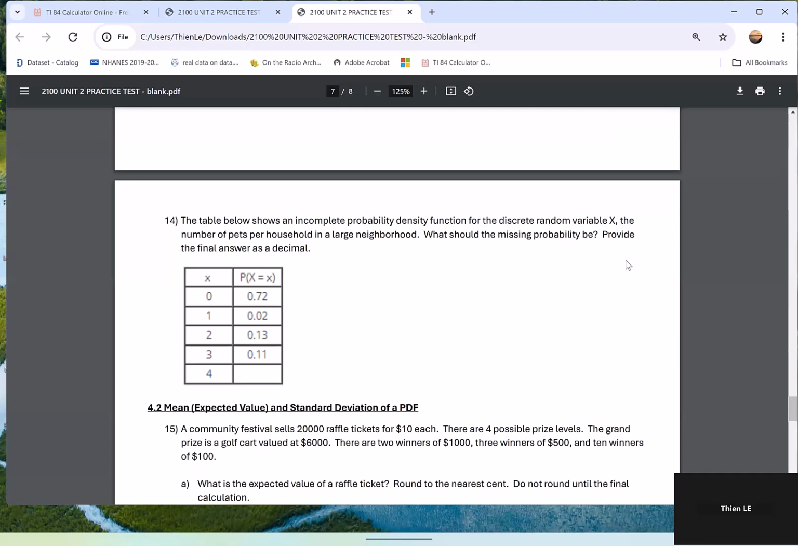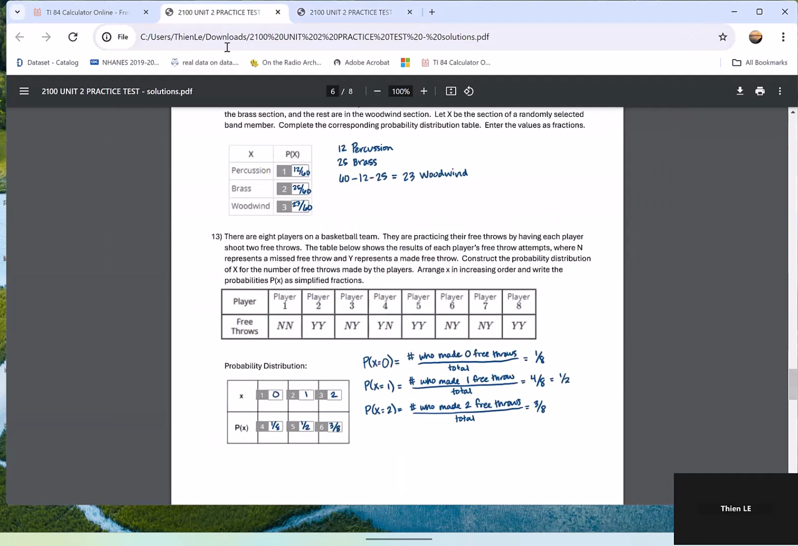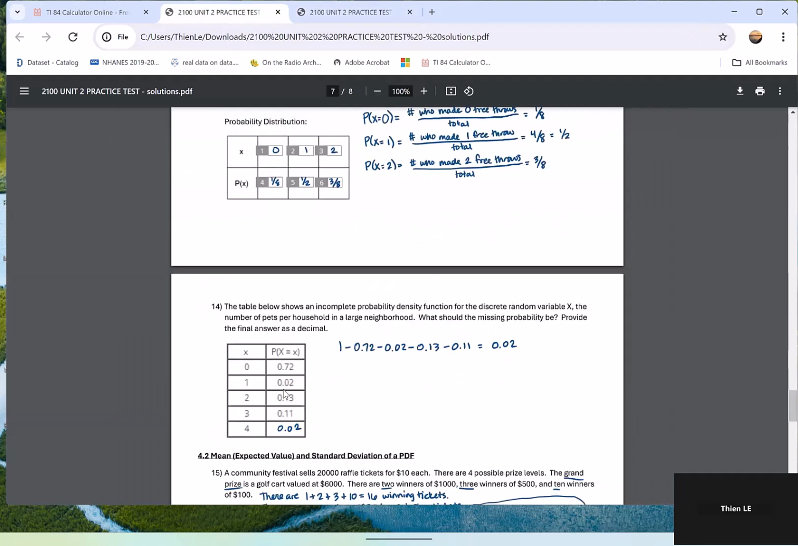So in this case, basically you should know that the summation will be 1. So the missing one is what makes it add up to 1. So for the probability of people having four pets, we just subtract the remaining chunk from 1. The remaining chunk is 0.72, 0.02, 0.13, 0.11. If you subtract those from 1, you should get 0.02. So the missing piece here is 0.02, okay, 0.02 here.